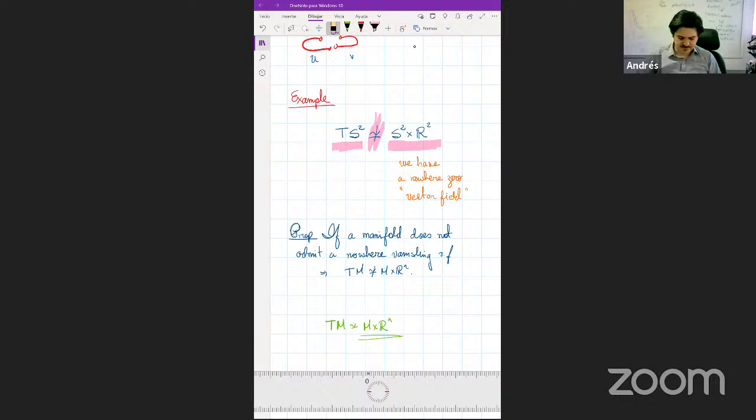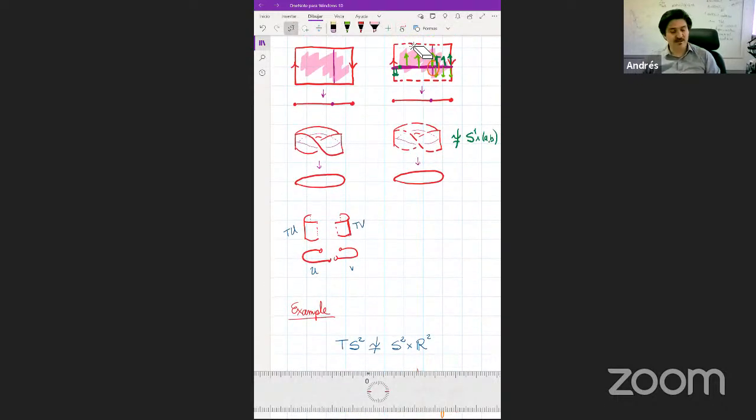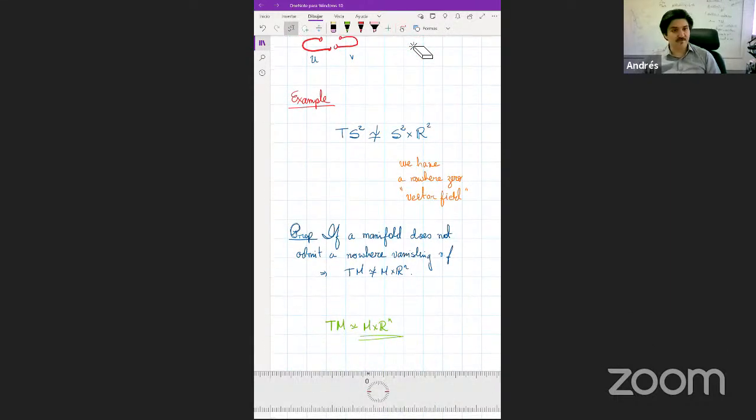Okay, so next time, the next subject in the book is vector bundles. But I will prefer to do vector fields, and then we will do vector bundles. Vector bundles is just a straightforward generalization of the tangent bundle. This is an example of a vector bundle. It's not the tangent bundle of the circle. But then we will see vector fields now on manifolds.